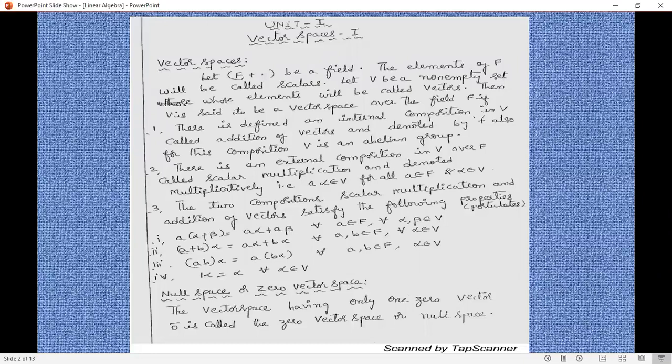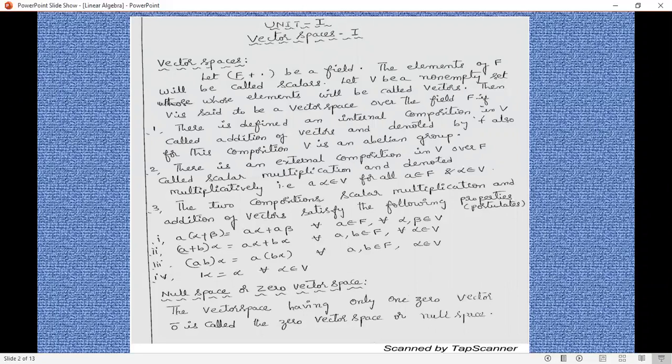In vector spaces we are using one field and another one is a vector set. That means we are using (F, +, ·) as a field. The elements of F will be called scalars. The field has three properties: it is commutative, every non-zero element is invertible, and unity exists.